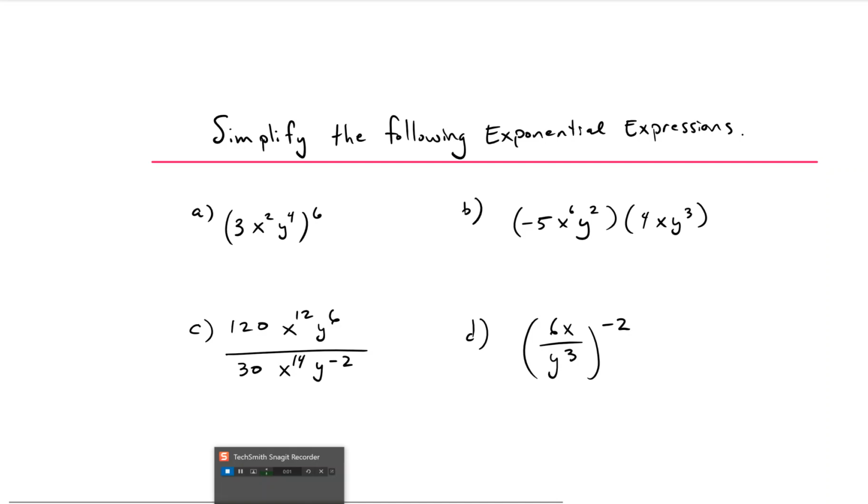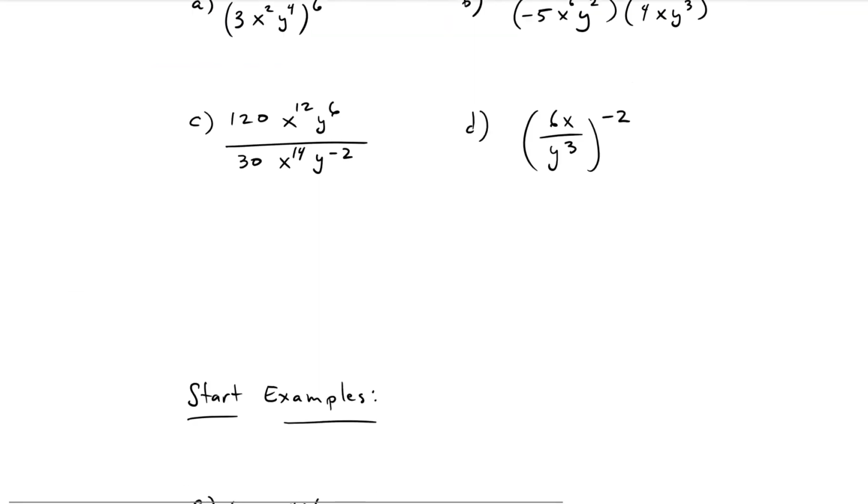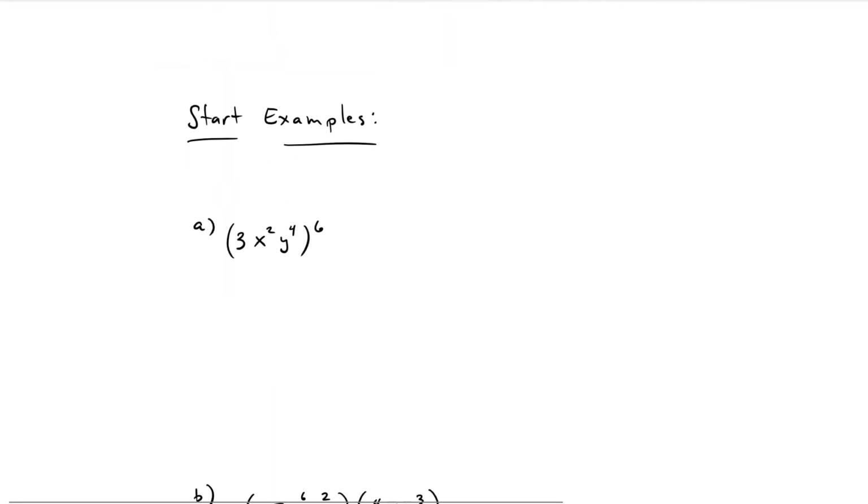Yeah, that's great. Let's start first with A. We have four options here, A, B, C, D, and let's begin with A here. A is 3 times x squared times y to the fourth, all of that to the sixth power. And we want to simplify this.